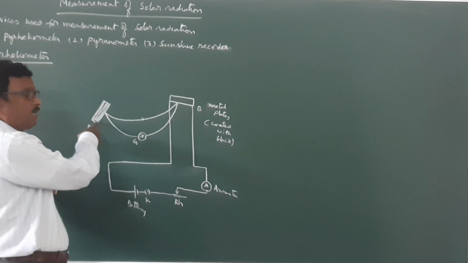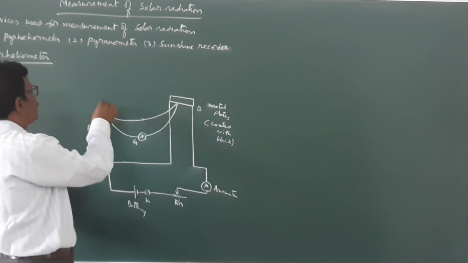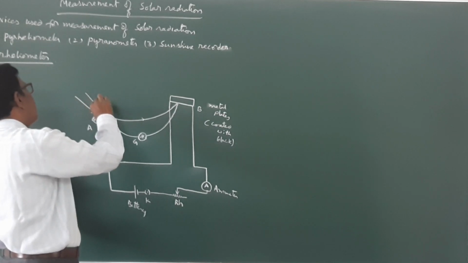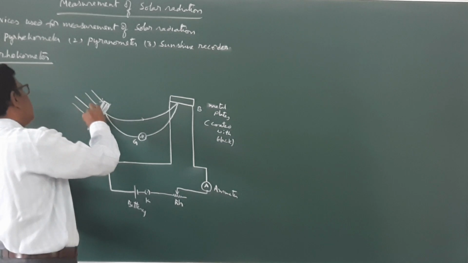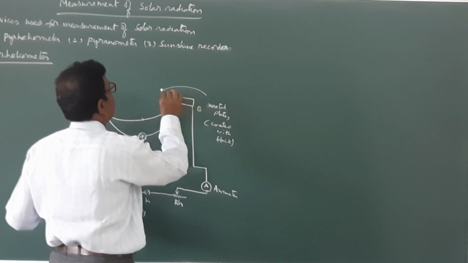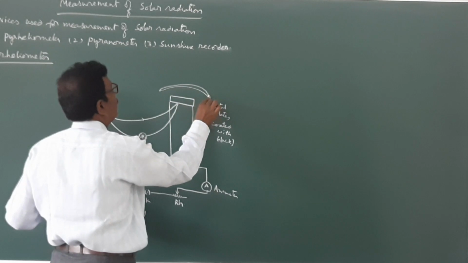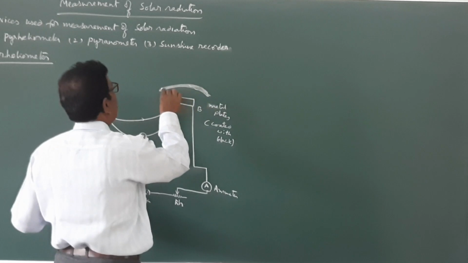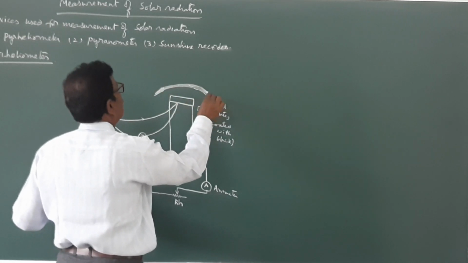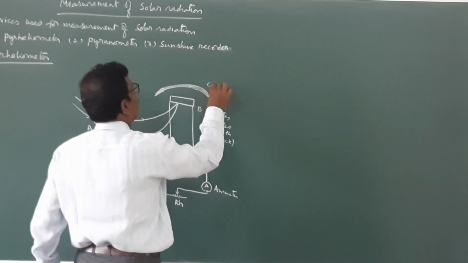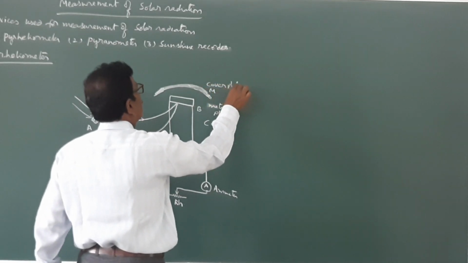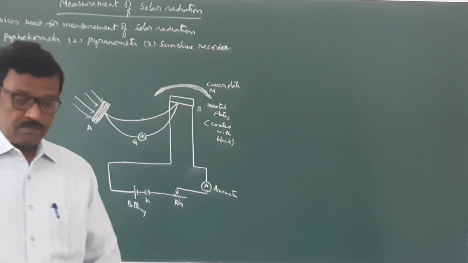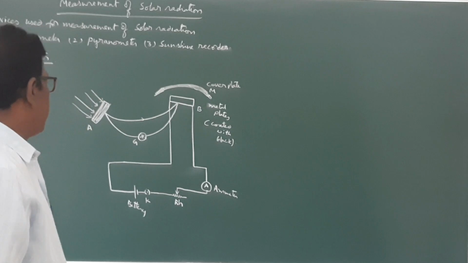The plate A is exposed to solar radiation, while the plate B is shielded with another metallic plate, the screen plate, that is M. This is shielded from the solar radiation. This is covered. Cover plate. So this is the construction of the pyrheliometer.